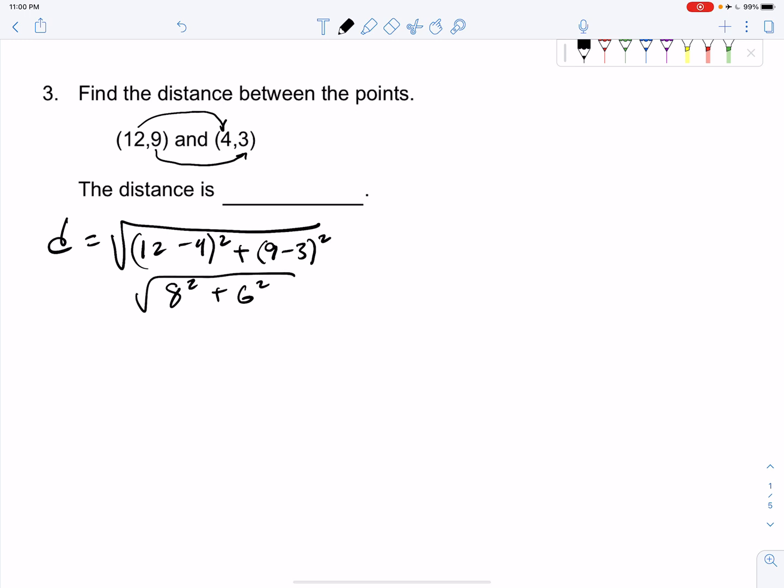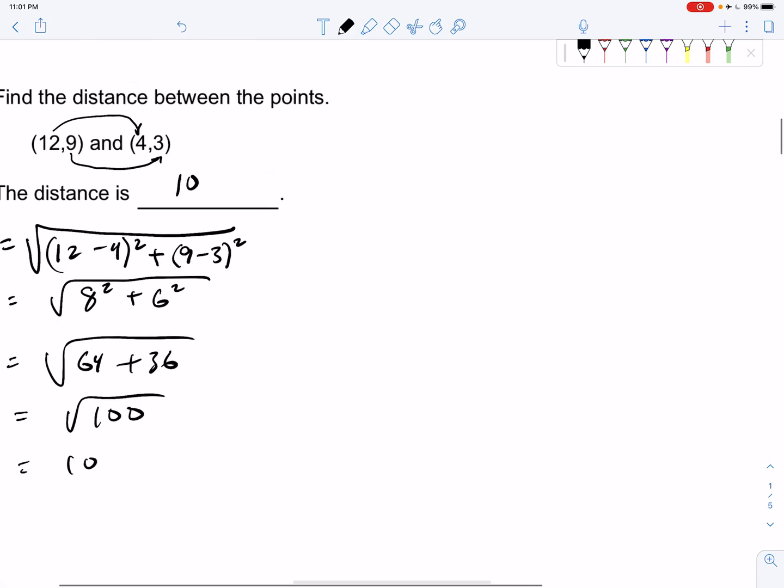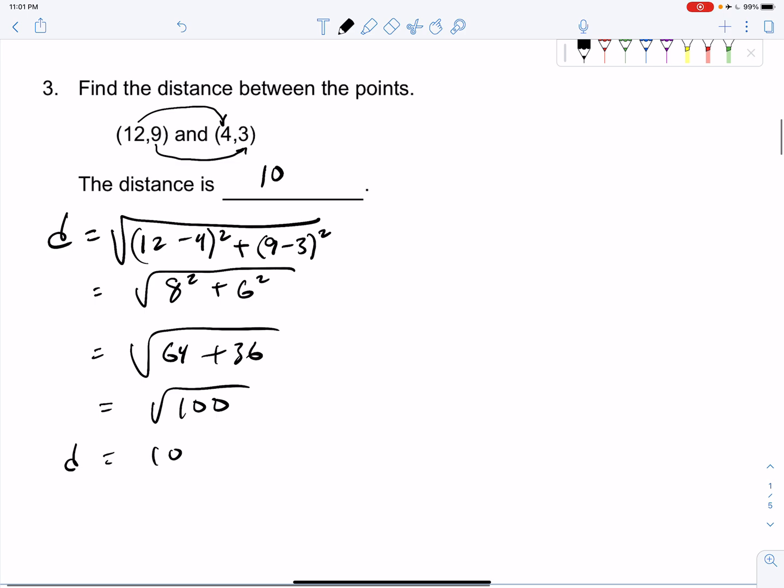These numbers are sounding very familiar. And so 8 squared is 64. 6 squared is 36. 64 plus 36 is 100. And the square root of 100 is 10. I guess we're getting the same answer again on this next one.